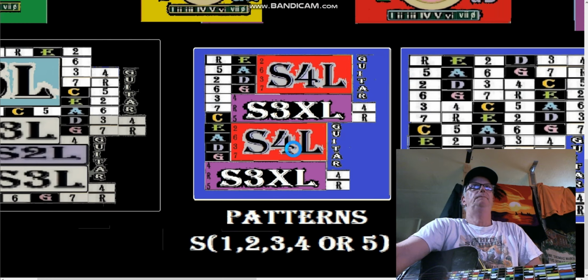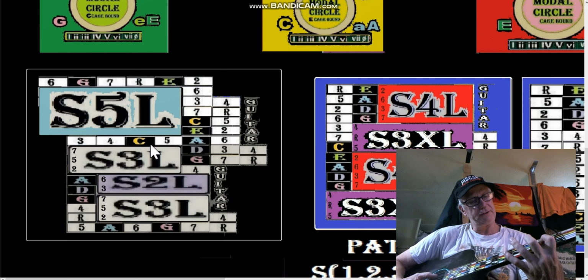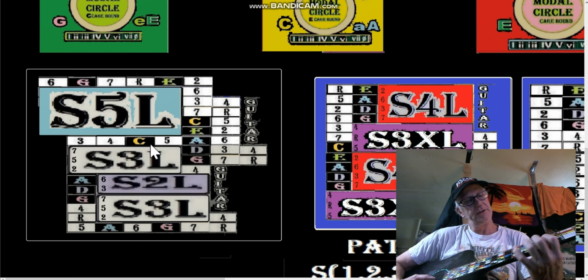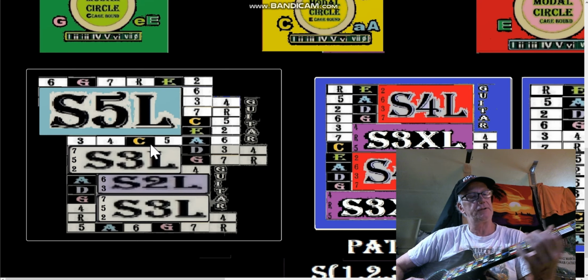So that C shape is S2L, then S3L, and then just an S1C on top. S2L, 3, 4, 5, 6, 7, root, S2L, 2, 3, 4, 5, 6, warp up, 7, root, 2, warp up a half, one fret to the right, because this is a tuning third here to keep the pattern.